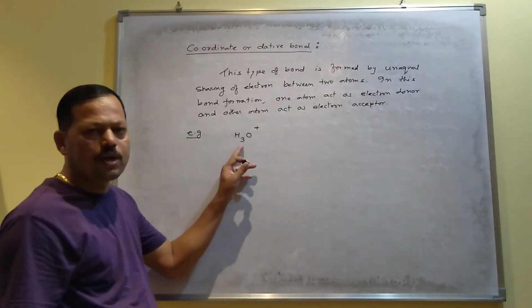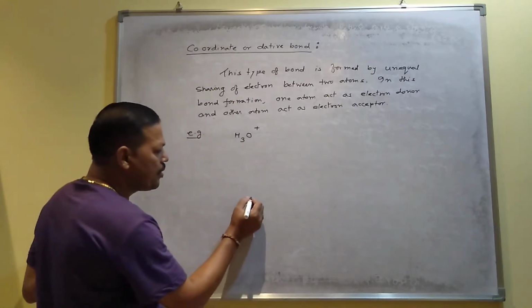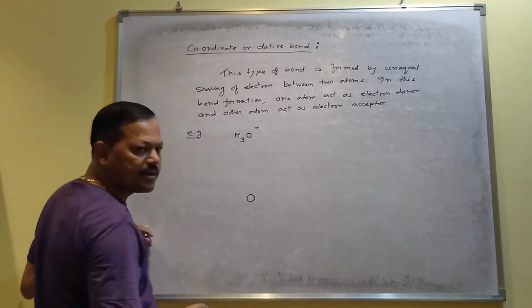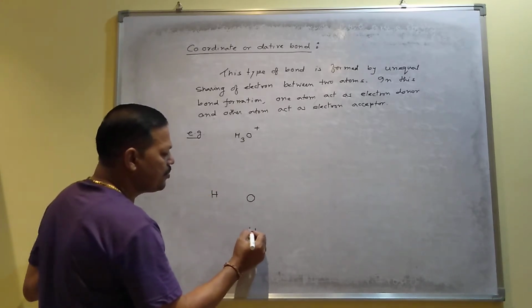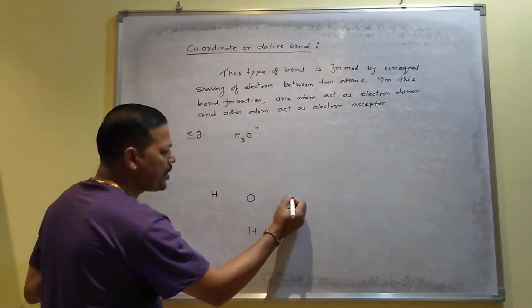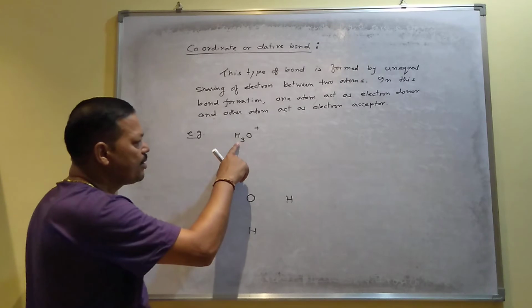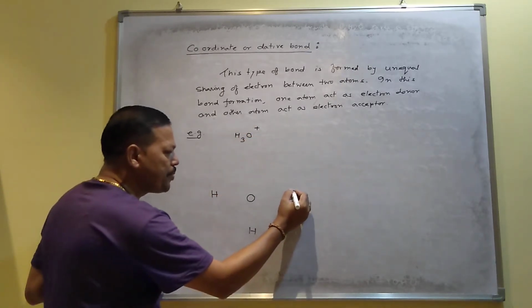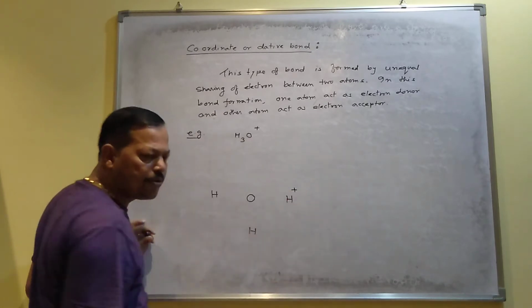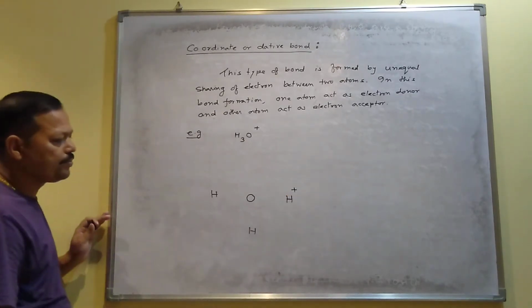If you want to draw the dot picture of this hydronium ion, oxygen should be present at the central atom, and there are 3 hydrogen atoms which should be present in the surrounding of the central atom. And since it contains one positive charge, the positive charge should be present with any one of the surrounding atom. So this hydrogen contains positive charge.